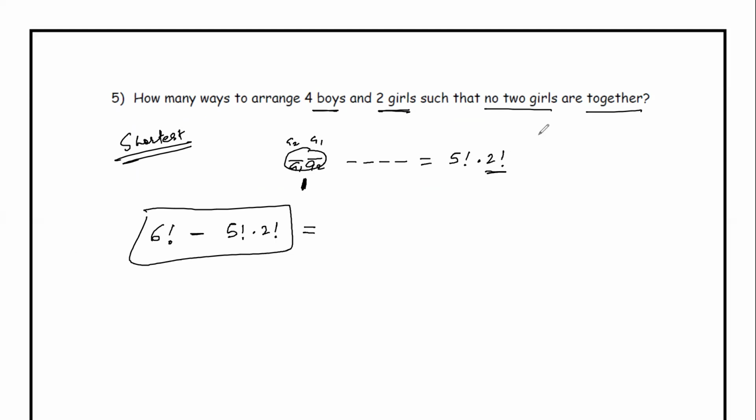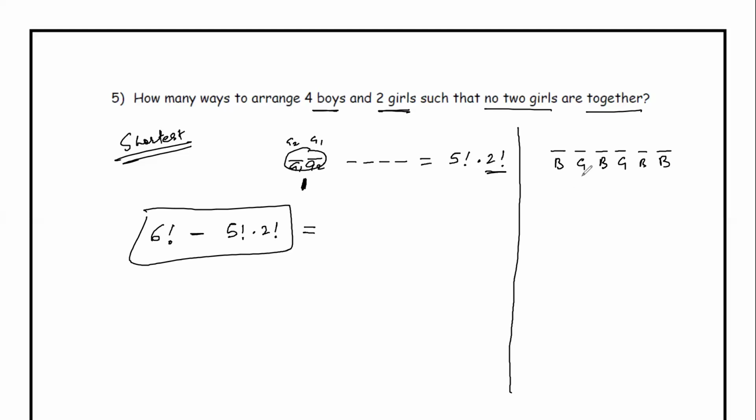So what is the other method? I'll just leave this over here like this. The other method is you consider the six dashes first, like that. And then you find the number of ways you can have the positions of two girls not together. So you can have boy, girl, boy, girl, boy, boy. Four boys and two girls, right?